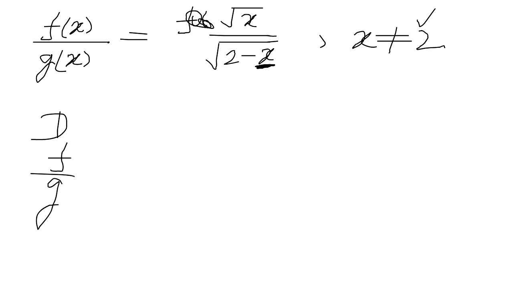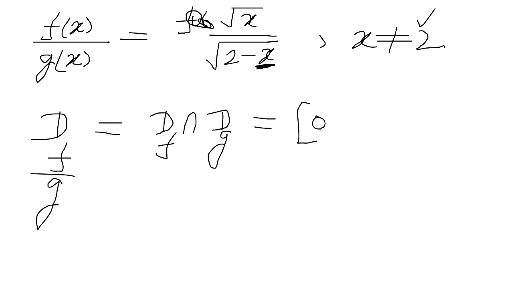So the domain of F over G is the same as the domain of F intersect the domain of G, which is 0 to 2. Same, but here x cannot be 2. So 2 is open. Open means 2 is not included, x is not equal to 2. This is the difference.